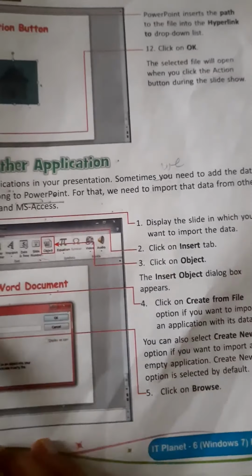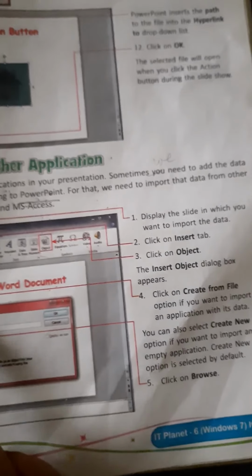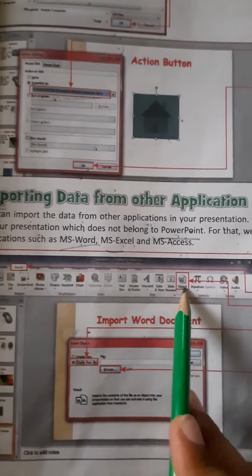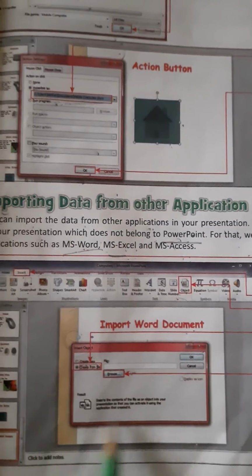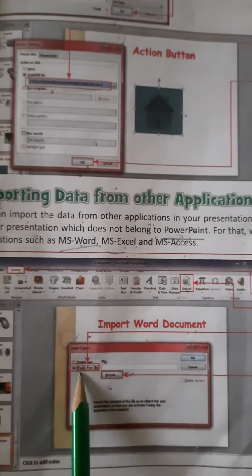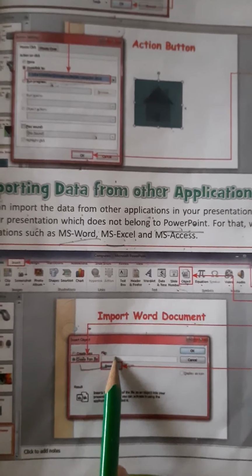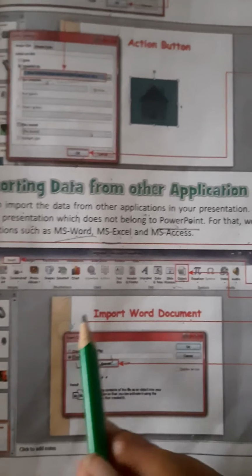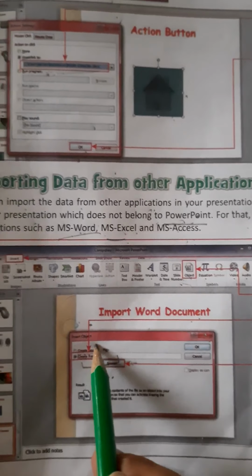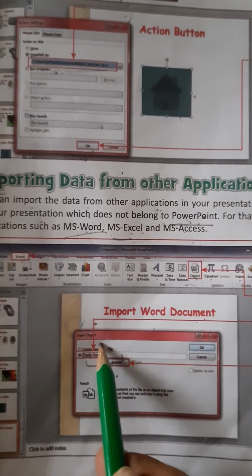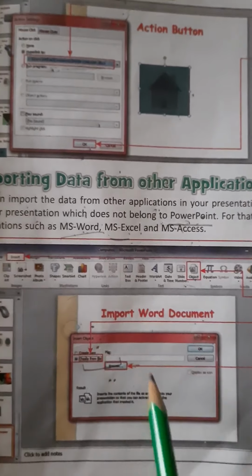So display the slide in which you want to import the data. Click on Insert tab. Click on Object. The Insert Object dialog box will appear on the screen. Click on Create from File option if you want to import an application with its data. And then you can also choose Create New option if you want to import empty application.